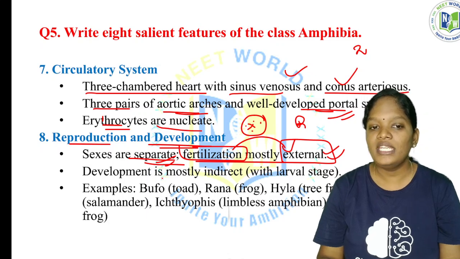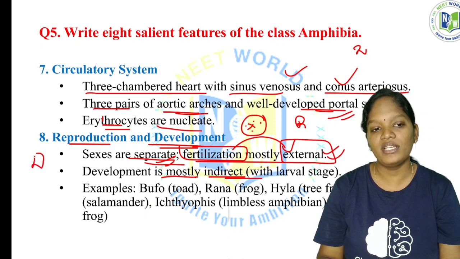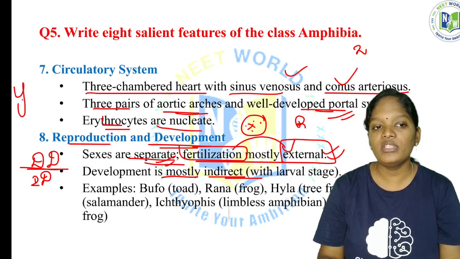Development is mostly indirect. In yesterday's class I explained what is direct development and what is indirect development. Direct development means the young ones straight away give rise to an adult, with no involvement of larval stages.